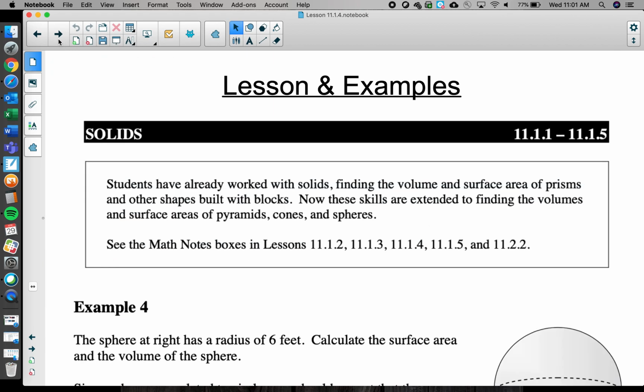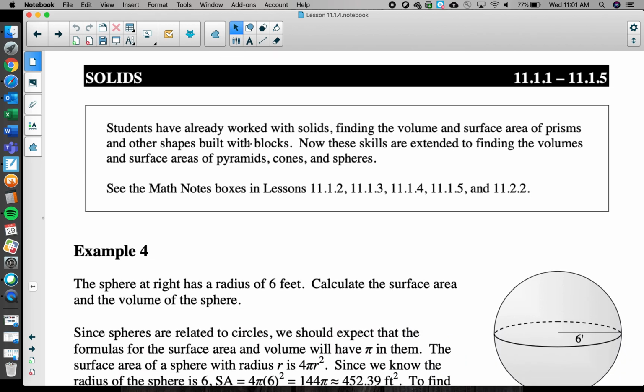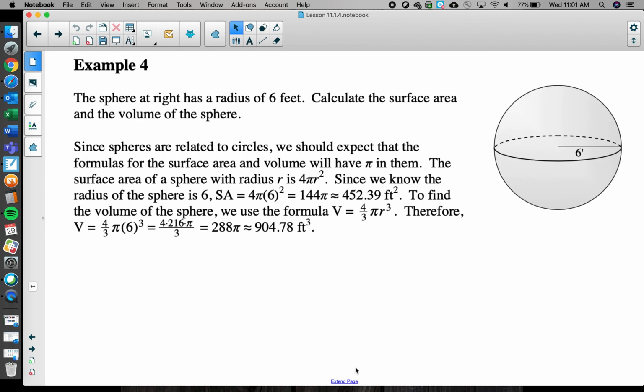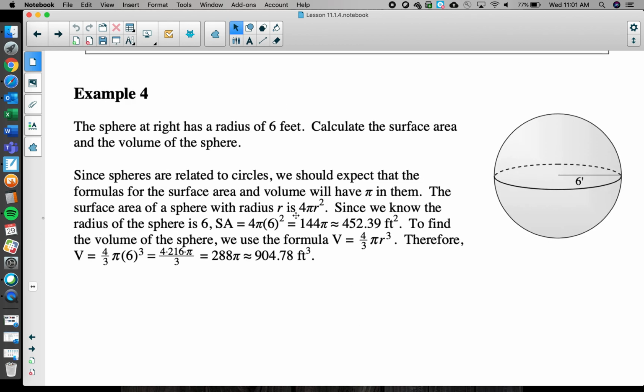So if we take a look on the next page, here's a sphere that has a radius of 6 feet. And that's all we need. So surface area is 4 times pi times the radius squared. There it is right there. 4 pi times 6 squared ends up with a total surface area of 452.39 square feet.